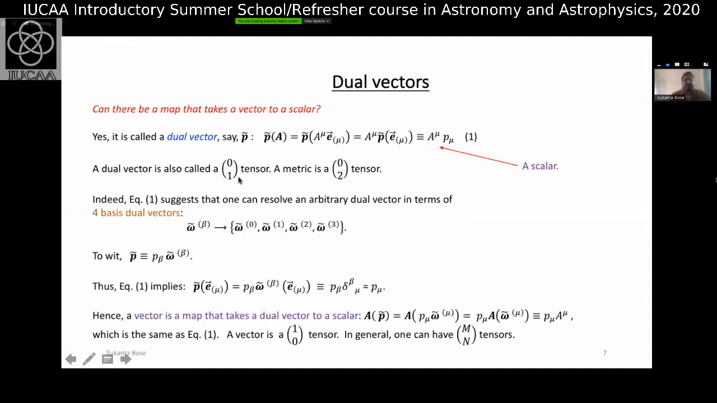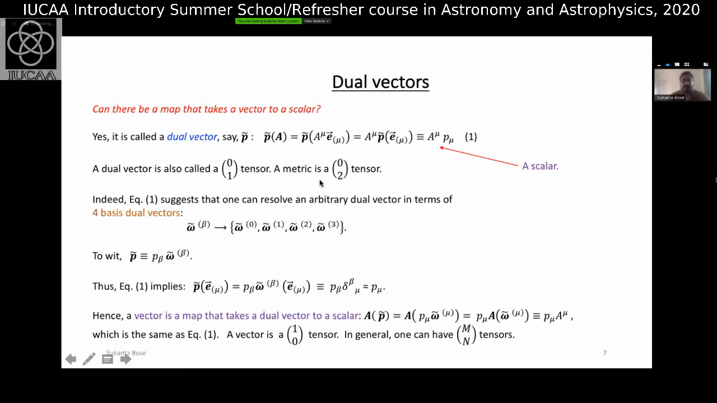So a dual vector is also called a 0-1 tensor. The one down denotes that its components have a subscript. It has no superscript. The A vector can therefore be termed a 1-0 tensor, where the 1 denotes that it has a superscript. The 0 down means A has no subscript, so I've not written it. Oh, this is where I've written. See at the bottom, a vector is a 1-0 tensor, just like our vector A. The dual vectors P tildes are 0-1 tensors.